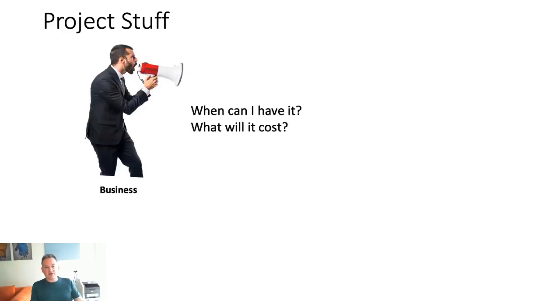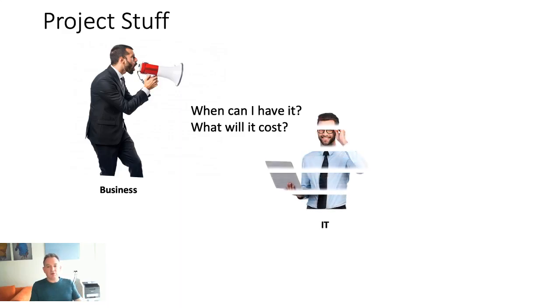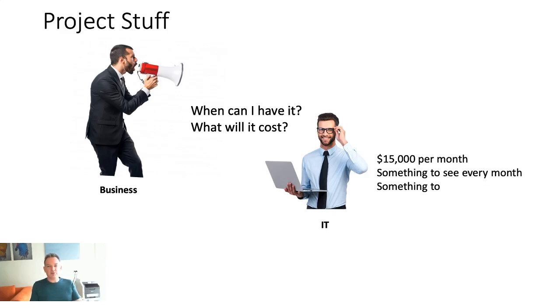So we come back to this scenario again. So what will it cost, and when can I have it? But a slightly different answer. So what we know is it's going to cost somewhere around $15,000 a month to run this project. We'll be able to produce something that you can see every month. So the system will be changing, things will be released, and something useful. So a reasonable sized feature about every 3 months.